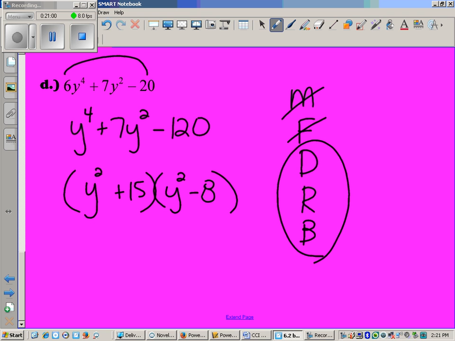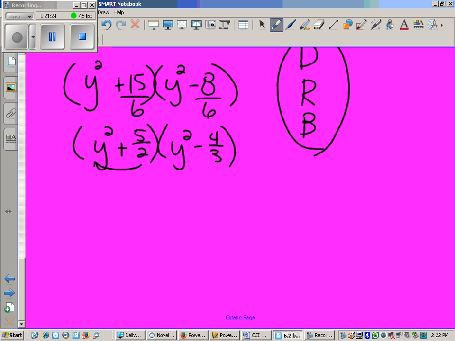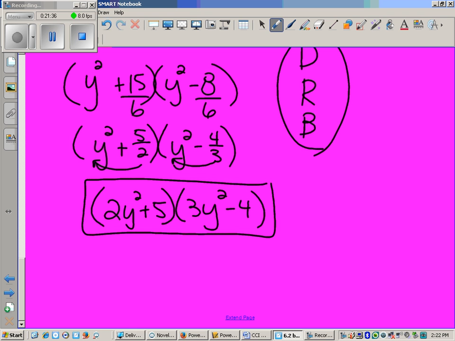Do not forget to divide, reduce, bottoms up. We've got to do these last 3 steps. So what are we going to go back through and divide by? By the 6. Let's reduce. Five halves. 4 thirds. And don't forget to bottoms up. Bring your 2 forward, bring your 3 forward. Your final answer then would be 2y squared plus 5 and 3y squared minus 4. This would be the factored version of your problem.